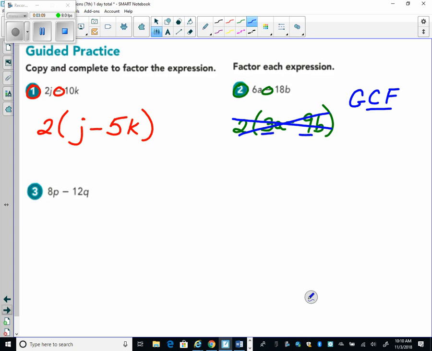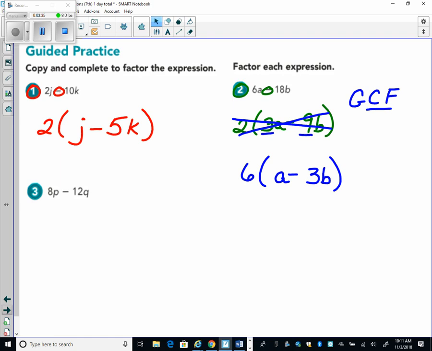We had 6 and 18. The greatest common factor of 6 and 18 is 6. Now we divide each of those terms by 6. So 6 goes into 6a, 1a time, and 6 goes into 18b, 3b times. Bring that sign down, and there's your factored expression. So that's what we learned on day 1.